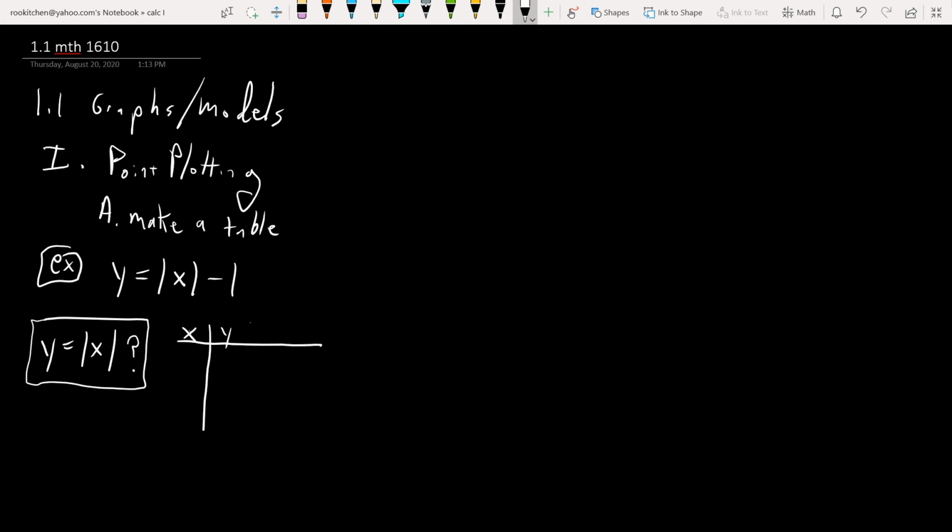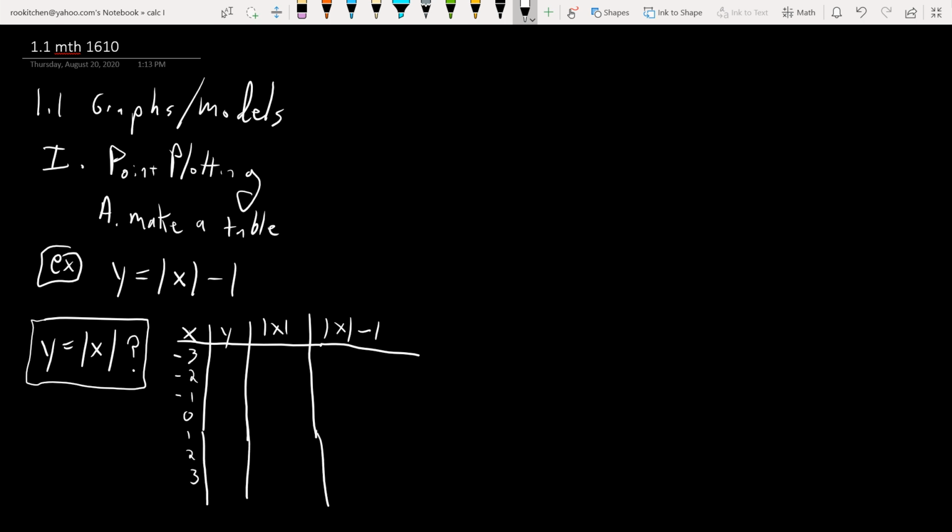And we could do a table for absolute value of x and also a table for absolute value of x minus 1, right? We could do both graphs, why not? Compare and contrast. Okay, so I'm going to go -3, -2. You could use whatever point you want. And then get our y values here. Maybe I shouldn't have written in this column, sorry.